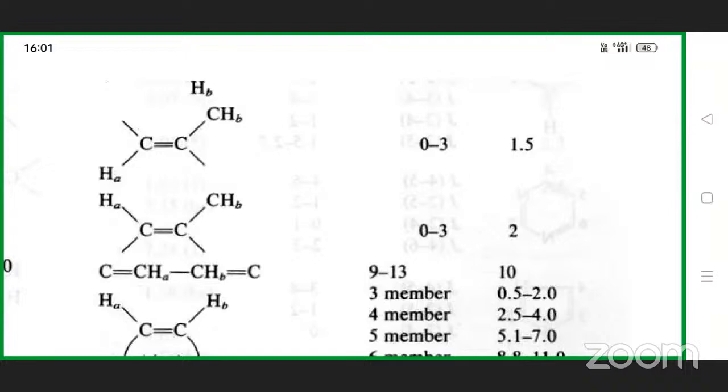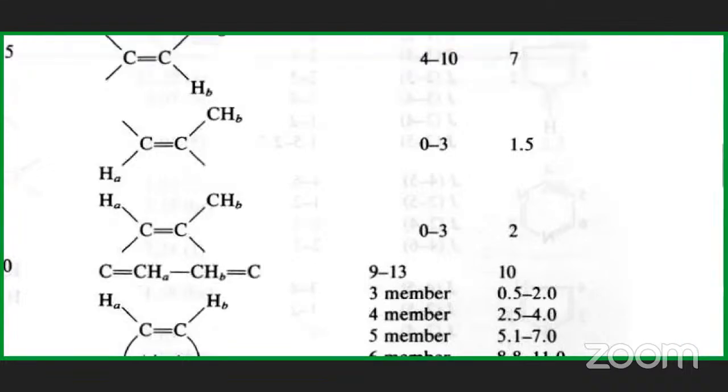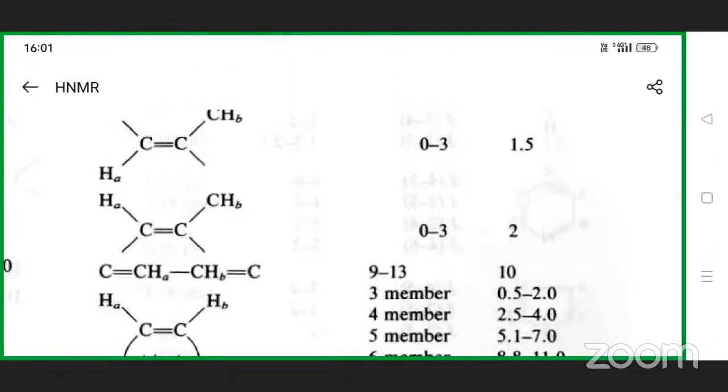Because in the trans, both protons are spatially separated, and in the cis, both protons are on the same side, in the same direction. So the separation is less, and you can see different J values for the cis and trans here.